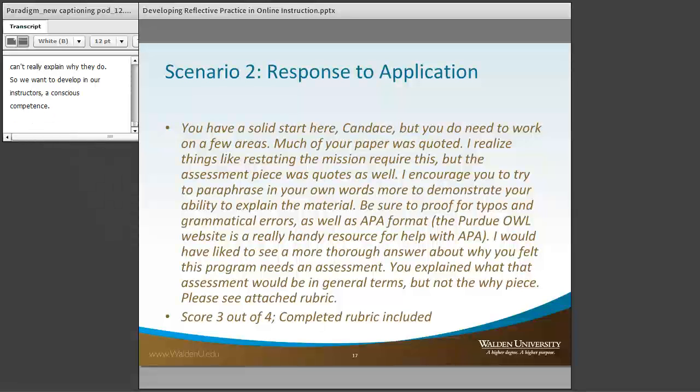So we want to develop in our instructors a conscious competence. And Tanaz, I like what you said about putting ourselves in the shoes of the students is always a good idea. All right, so I think we agreed here that this particular feedback, again, we don't have the benefit of looking at the student work, but it certainly looks like this instructor provided feedback that was specific as well as supportive.